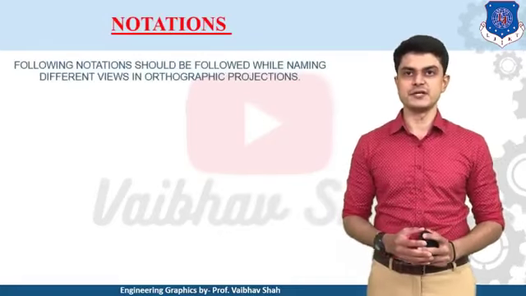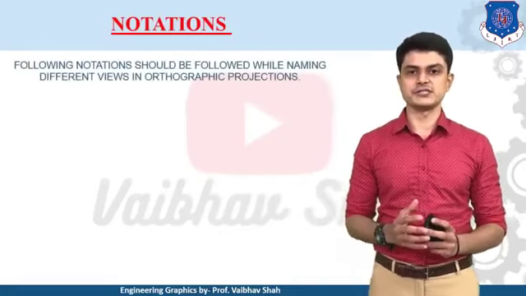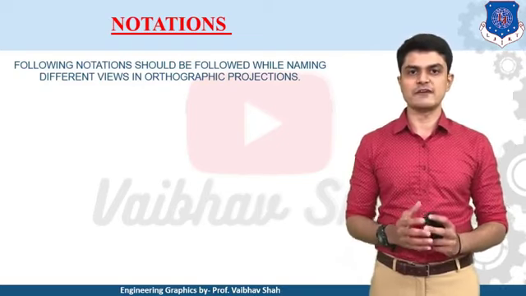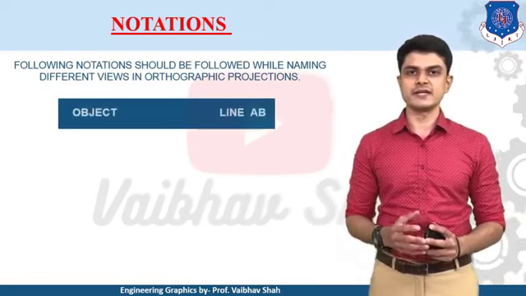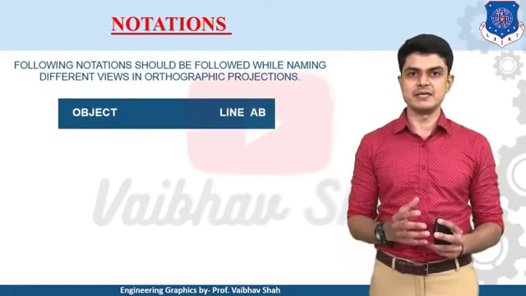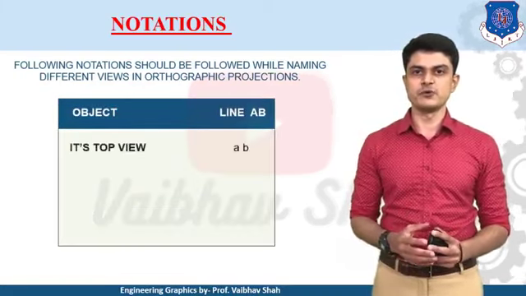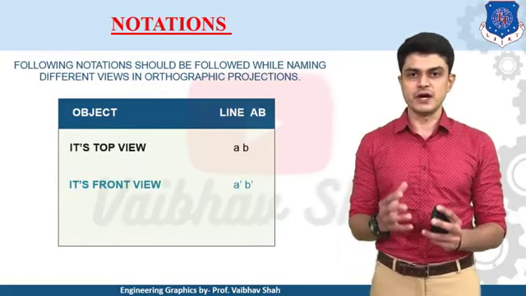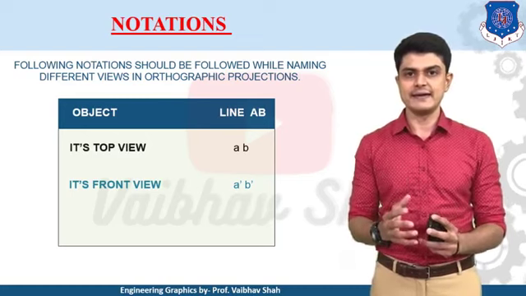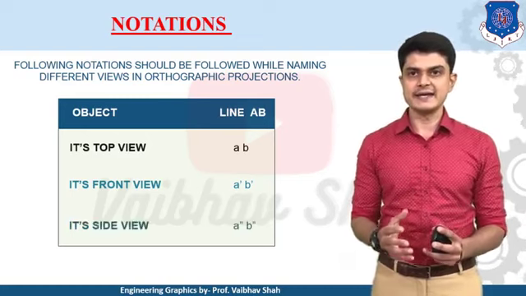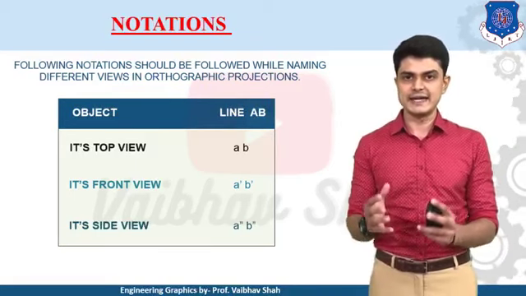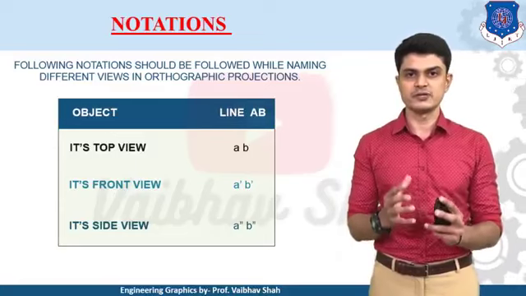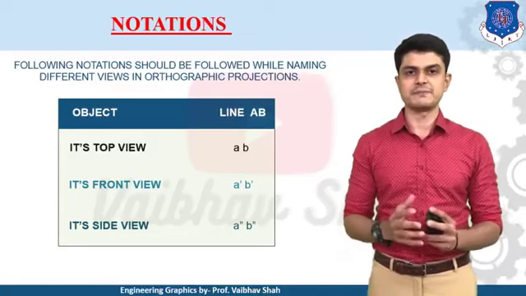So first, the notations. The following are the different notations which should be followed while naming the different views in orthographic projection. Let us suppose in our case our object is line AB. Its top view would be denoted by small ab. Its front view would be denoted by A dash B dash, and its side view would be denoted by A double dash and B double dash. These are the notations which we are going to follow throughout this complete chapter.